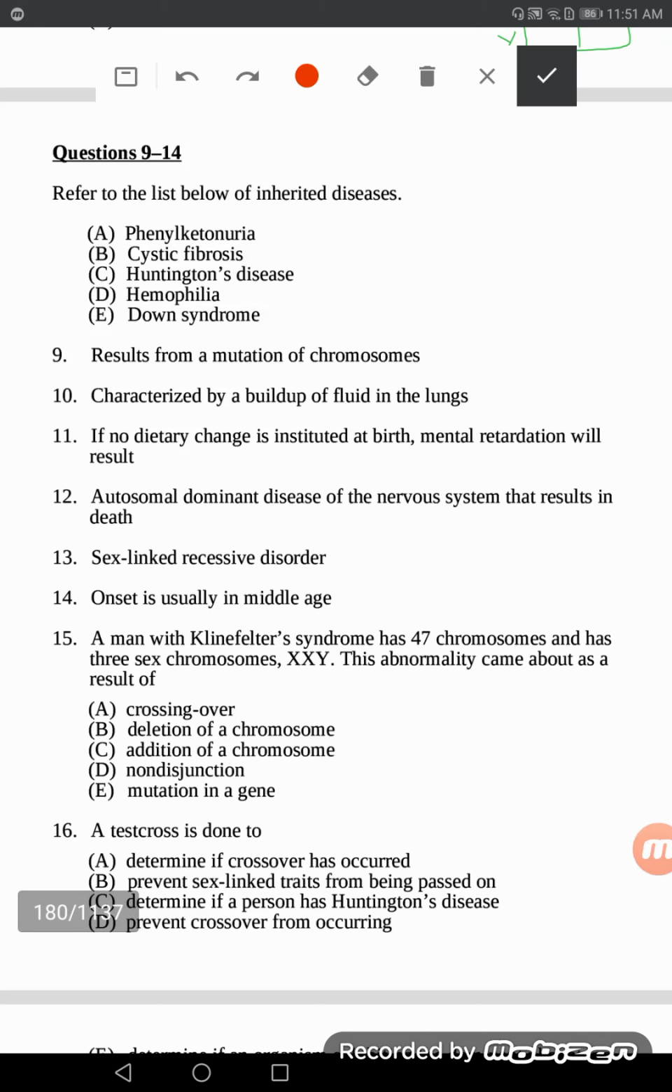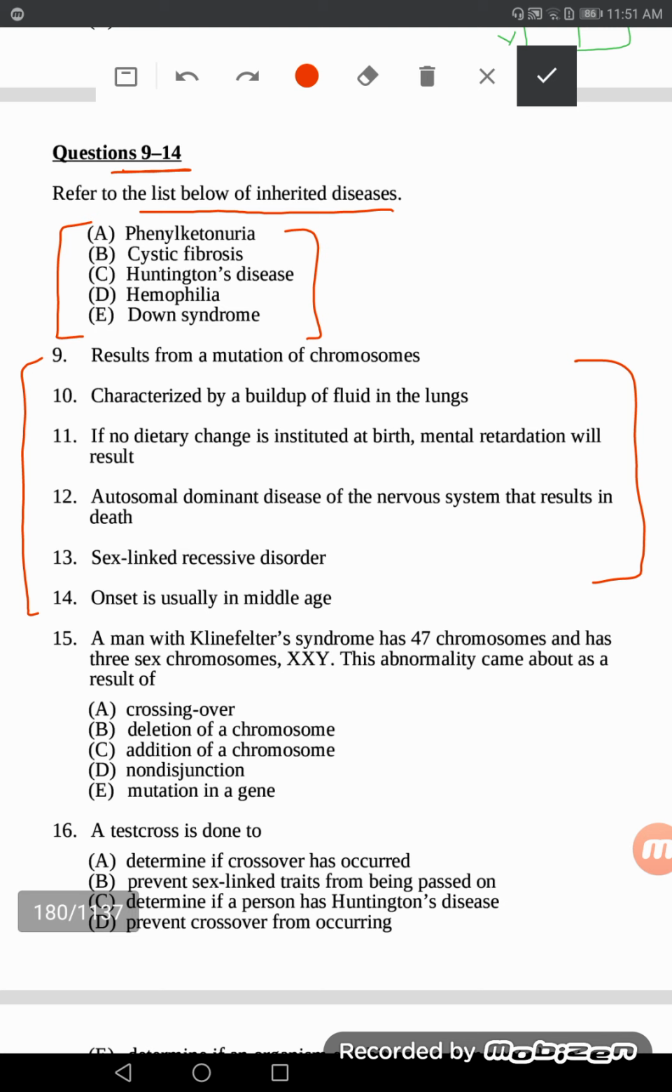Hello again. In the second video of genetics, I will solve questions 9 to 14. As you can see, we have a list of inherited diseases, from A to E. So we have to match them with the possible answer. This type of question is like a matching question.